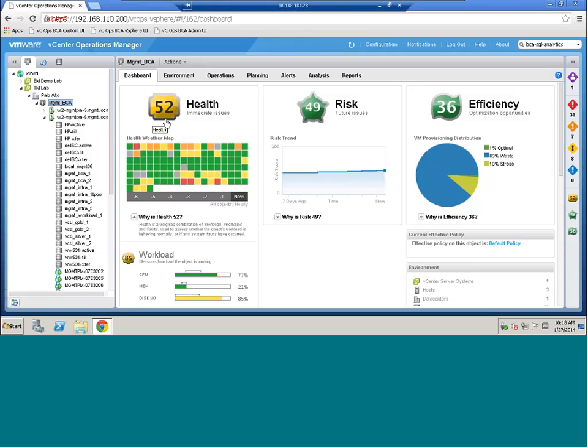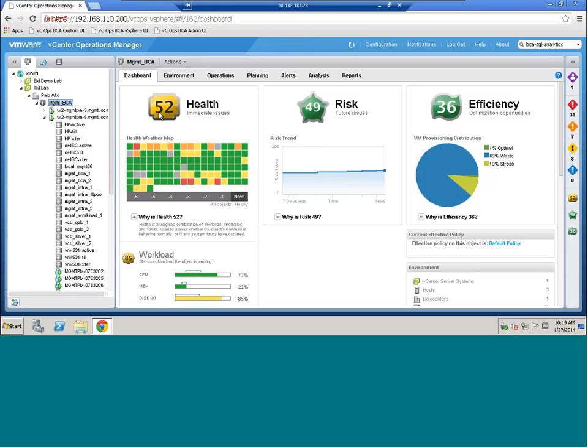So health is all about the here and now. Why do I focus on what I'm going to focus on right now, and possibly wake somebody up at 3 o'clock in the morning? And risk is all about midterm planning. And efficiency is all about long-term planning. So risk, as midterm planning, is what do I do over the next few days or a week? And efficiency is all about what do I do over that longer period to maximize and make sure my environment is running effectively. So let's focus on health.